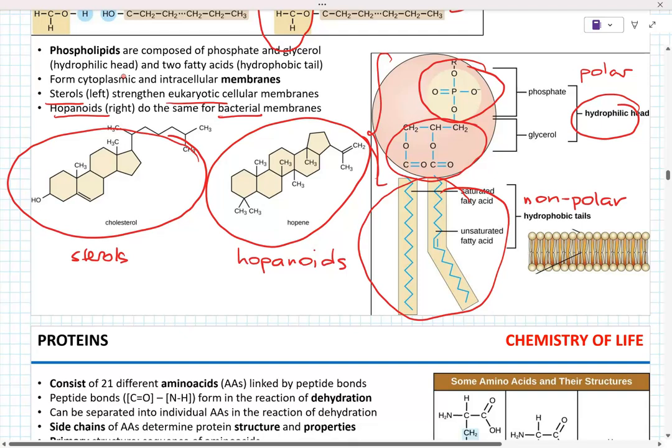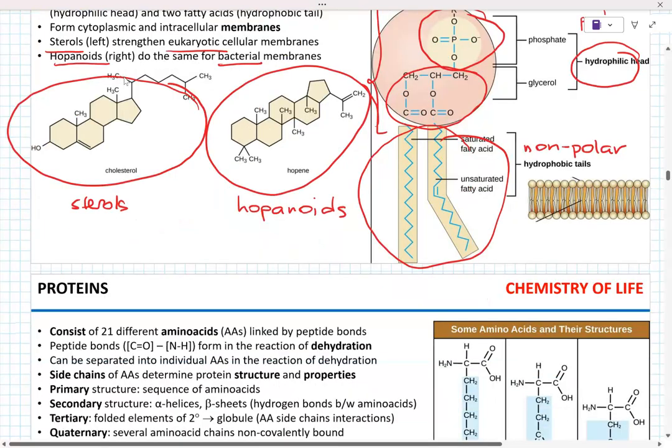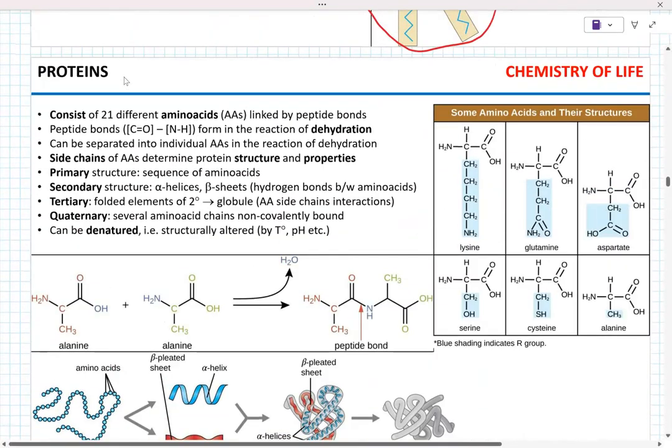Sterols regulate the fluidity of the membrane in eukaryotes, while hopanoids do the same function but in bacteria. Now let's get to the proteins. Functionally, proteins do stuff. 99% of cellular function is carried out by proteins.